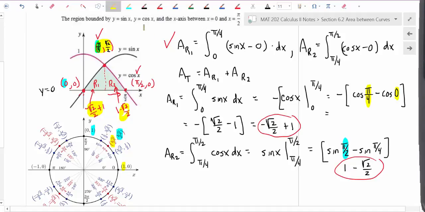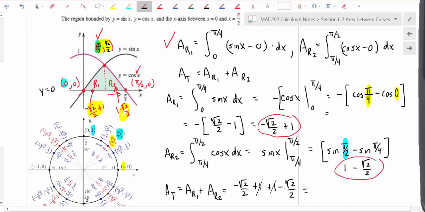So now what we're going to do is put this all together. So the total area is going to be the area of region 1 plus the area of region 2. I'm going to write this as negative root 2 over 2 plus 1. And then this other region was 1 minus root 2 over 2. So we have 1 plus 1 is 2. These are like radicals, so that's negative 2 root 2 over 2. The 2's divide out to give you a final answer of 2 minus square root of 2. Okay, so that should be the final area on that.